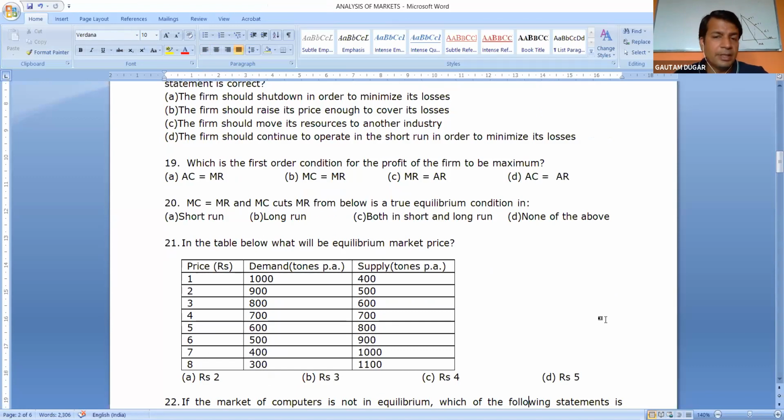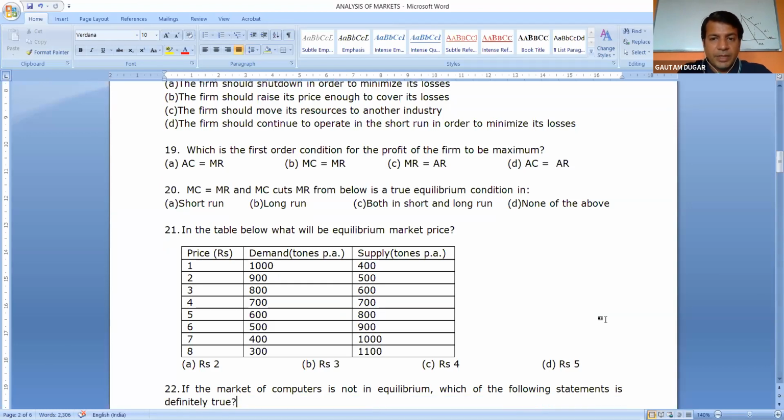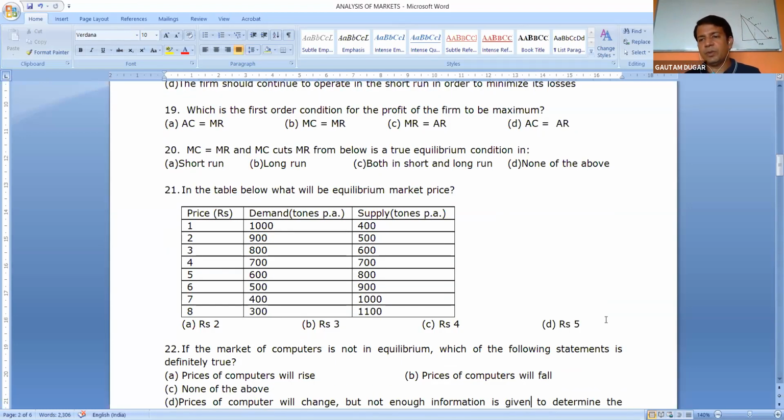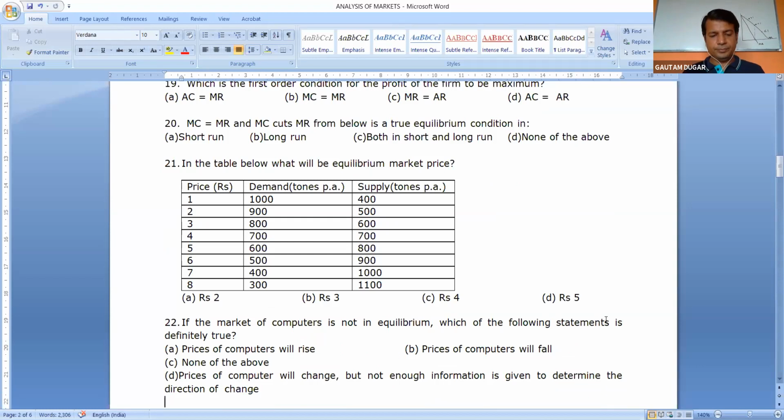Yes, Sanjana Tiwari. This was right. It's both in the short term and in the long run. This is the right answer. Now, equilibrium marketplace, 21. Read the question properly for 21. Try to find the answers.